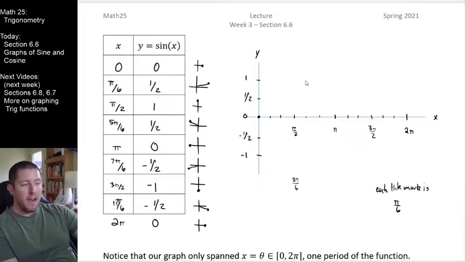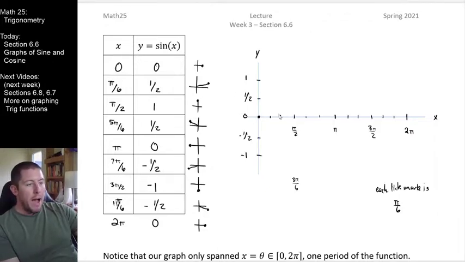So I think I've at least set up my graph now to be ready for me to plot all these points. I've got 0, 0 already on the graph. Pi sixths, that's this guy right here. Pi 6 is right there. It's going to go up to a height of 1/2. Pi halves has a height of 1.